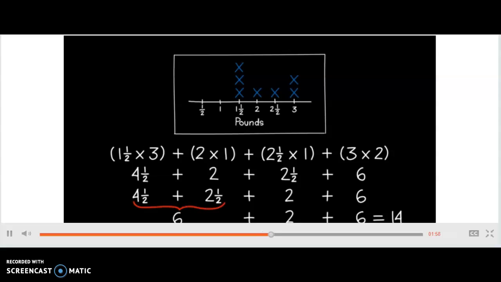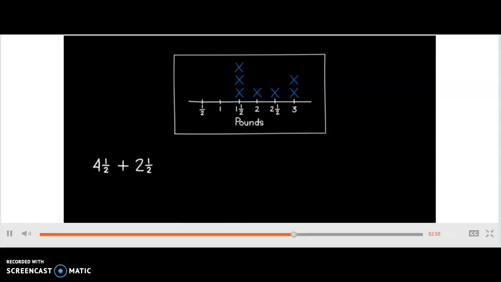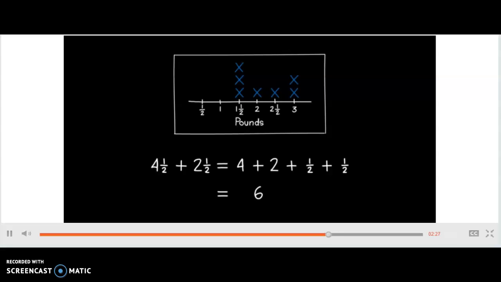The error is here. It appears that Anthony added the mixed numbers 4½ and 2½ and got 6. Let's add those mixed numbers ourselves to check Anthony's work and see what we get. An easy way to add these numbers is to add the 2 whole numbers, then the 2 fractions, and then add the results. So 4 plus 2 is 6, and when you add 2 halves, you get 1 whole. So 6 plus 1 is 7.